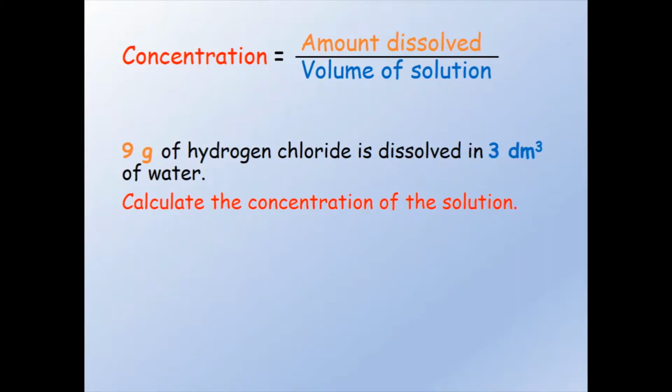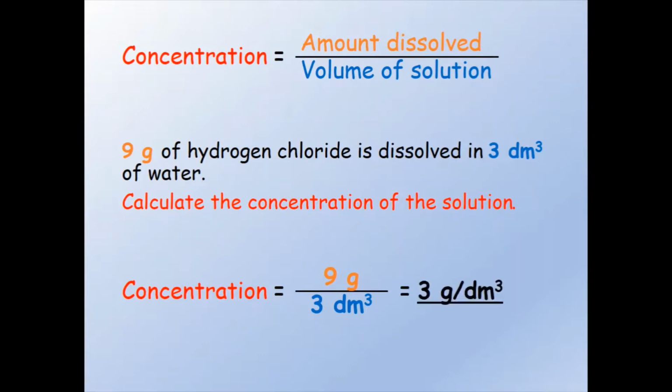The amount dissolved in this question is 9 grams, and the volume of solution is 3 decimeters cubed. So we need to plug those two numbers into our equation, and we get concentration equals 9 grams divided by 3 decimeters cubed, which gives us a concentration of 3 grams per decimeter cubed.